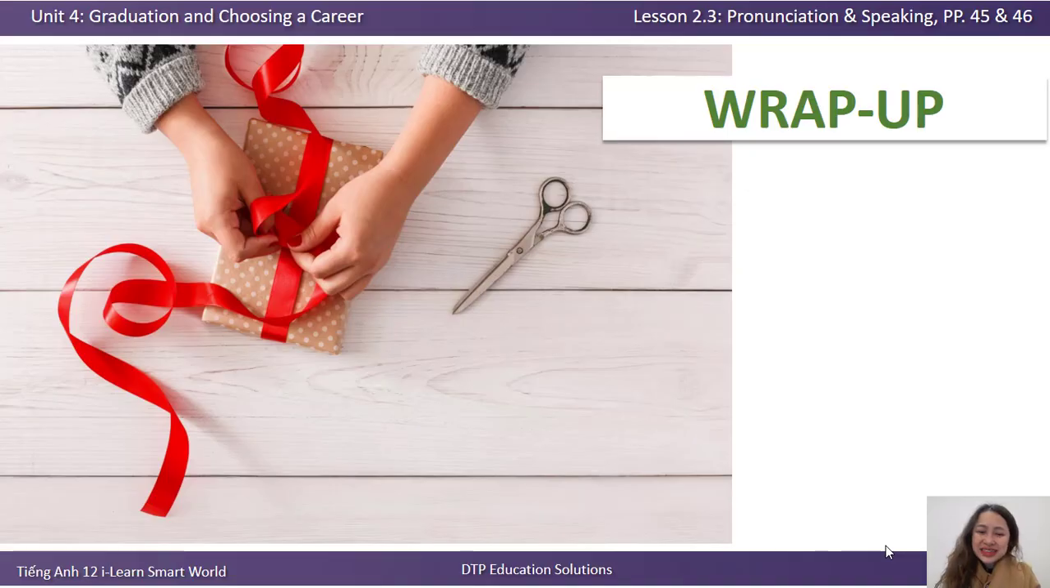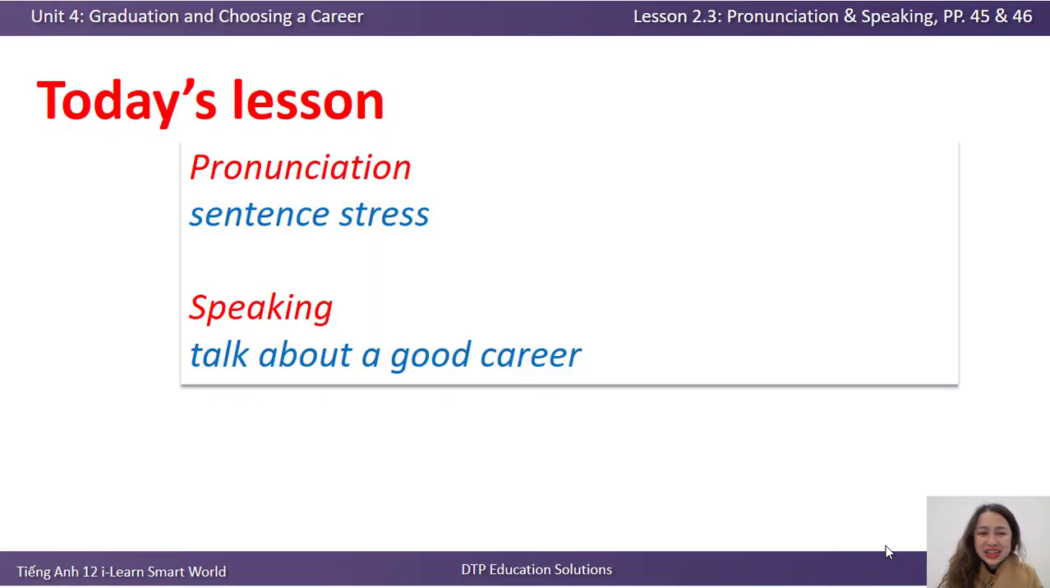Now it's time for all of you to take a moment to reflect on what we learned today. We learned about pronunciation with sentence stress. Regarding speaking, we explored different careers, their positives, negatives, and how to turn the negatives into opportunities. You also practiced sharing and discussing ideas in pairs and groups.